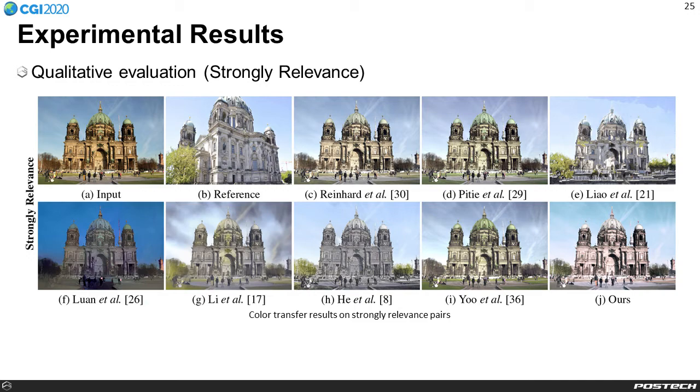We also qualitatively evaluate our method with previous works. Please note that figures C and D are the results of GCT methods, and the rest except ours are LCT methods. In a strongly relevant case, while most methods work well, some LCT methods such as figures E and G tend to fail to preserve structures when images have dense textures. Our proposed method generally works well for strongly relevant image pairs.